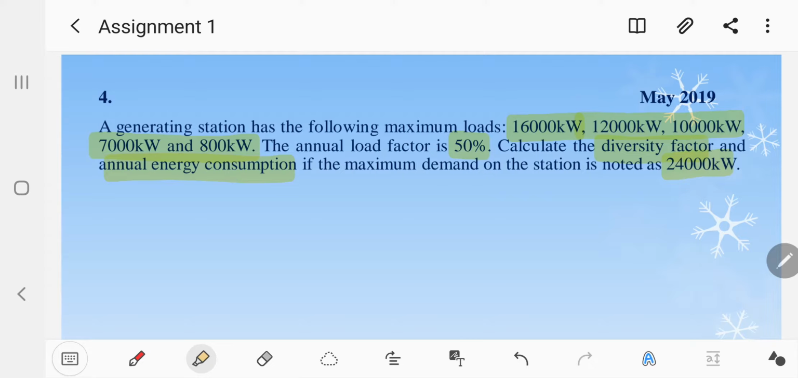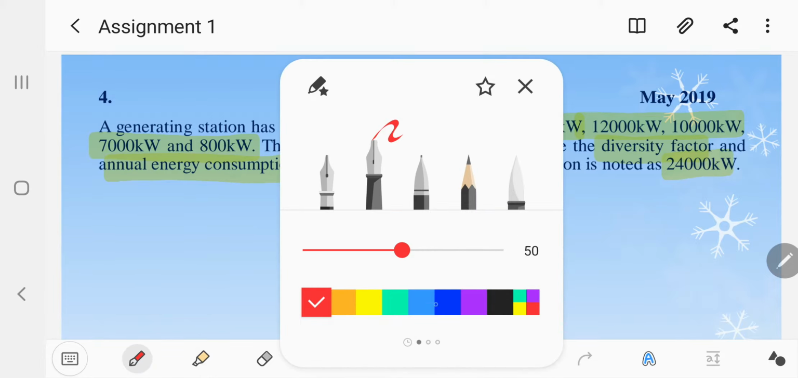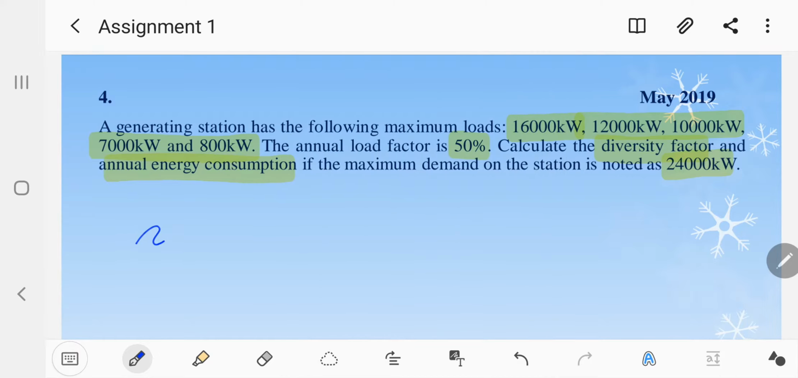So this question is similar to the one we have already done as the first one. The only difference is that in the previous one the diversity factor was given and you were asked to find the maximum demand. Here it is a reverse. That is the only change. So this will be very easy for you to solve if you have studied the previous one. Let us start solving this problem. All the values are given here. The load factor is 50%, which means 0.5, and the diversity factor you have to find out. Maximum demand is shown as 24,000 kilowatt. So you are asked to find the diversity factor first.